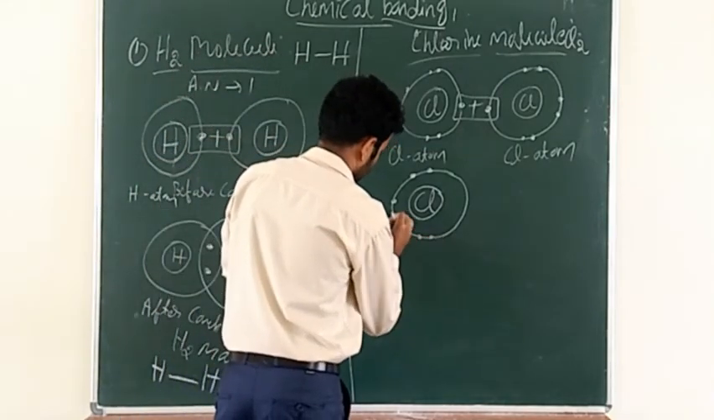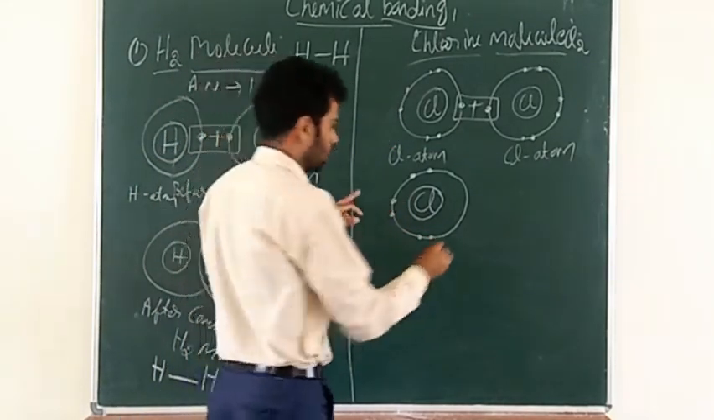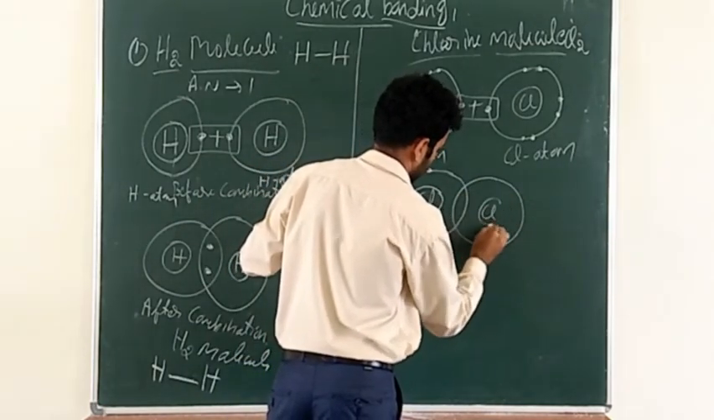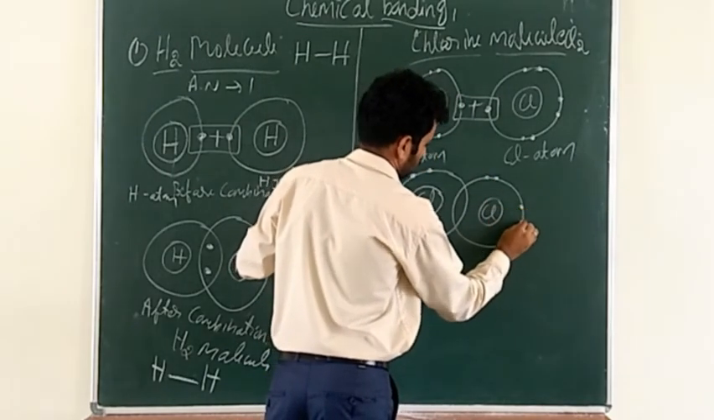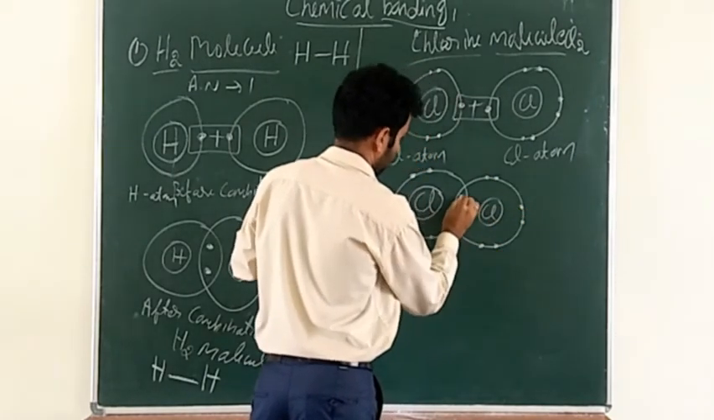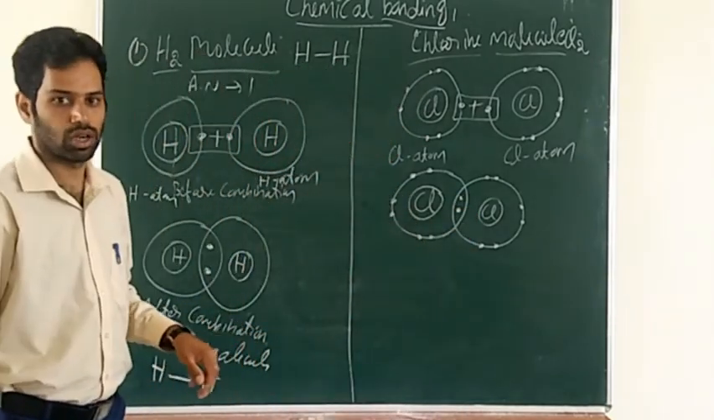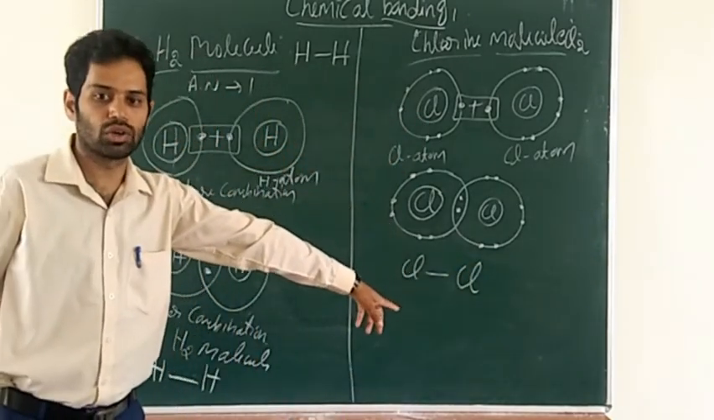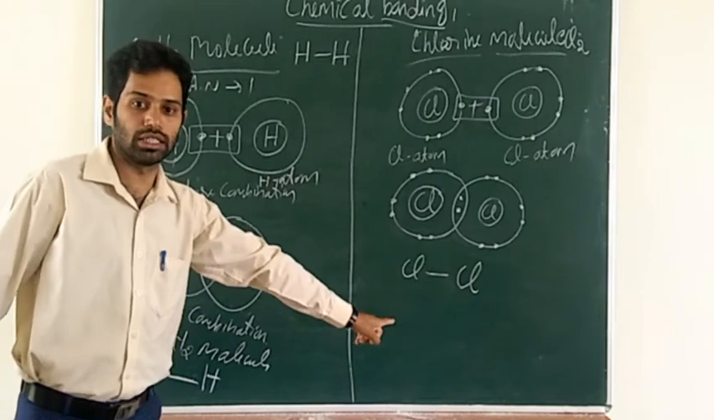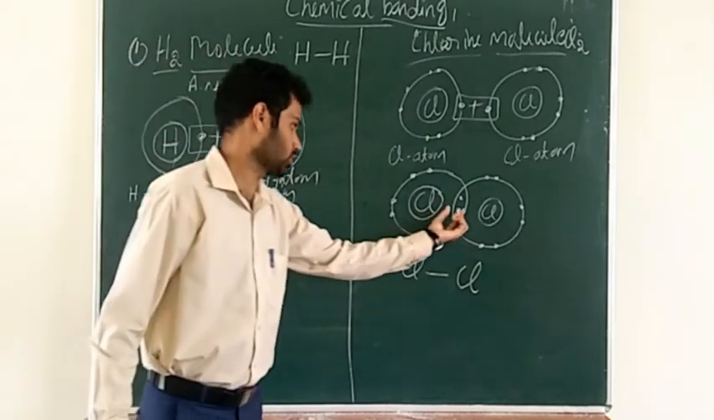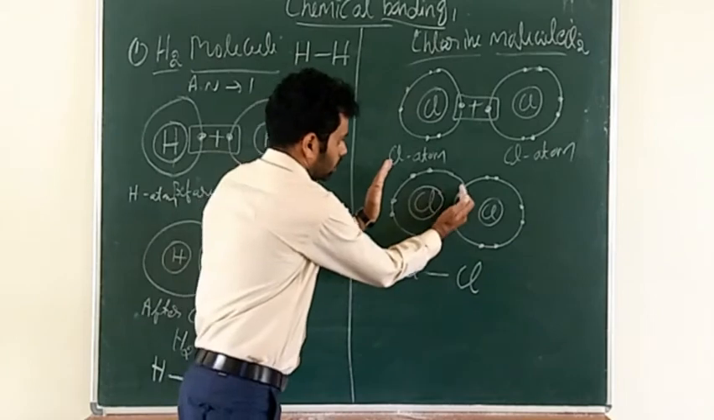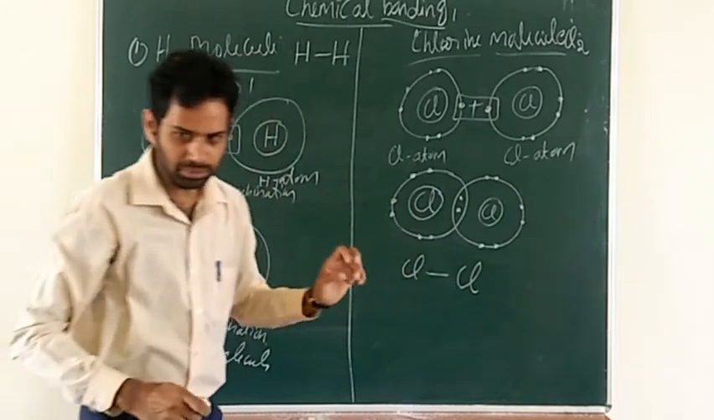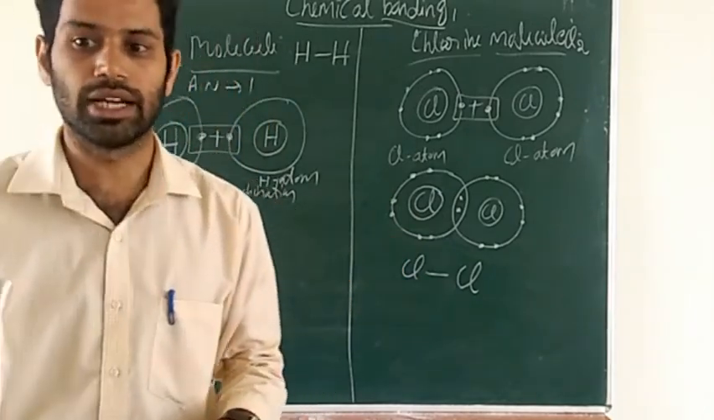Now here, 6 electrons are there: 2, 4, 6. Now see how the covalent bond is. It means single covalent bond between the chlorine atoms. See how the electrons are shared: 2, 4, 6, 8. By combining with the other chlorine atom, they are going to attain the stable state, octet.